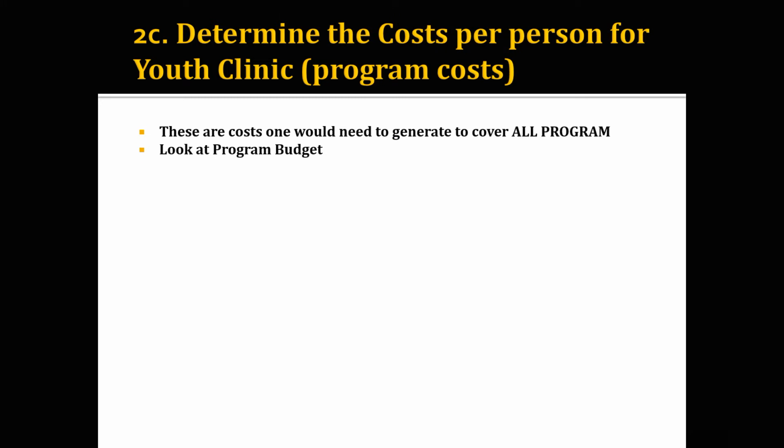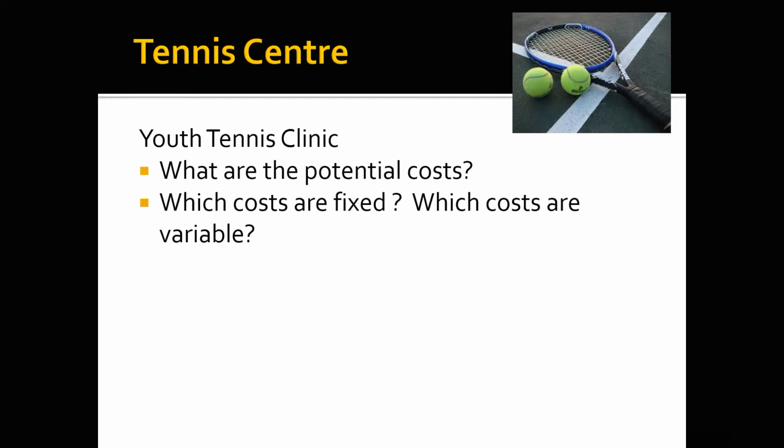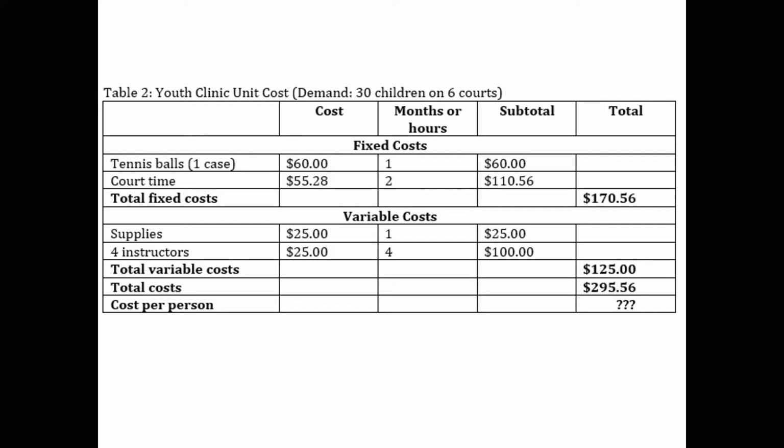Next, we need to determine the program costs for, in this case, we're looking at our youth clinic. So there's obviously various costs associated, fixed and variable. Here is our program budget then. We have our total fixed costs, variable costs, and now we need to determine how much is it going to cost per person.